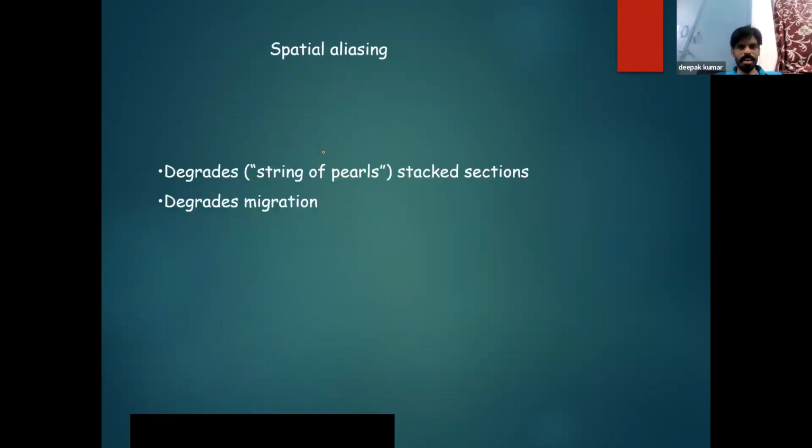Sorry, my energy is getting low, but we are nearing the end of this session. So why is spatial aliasing important? Suppose the data gap or the interval between the two geophones is huge. It will degrade the stacked sections, and the resolution of that particular area will decrease because the data is sampled at a very large spacing. If the spacing between two geophones is close enough, we'll have a higher resolution. So taking care of spatial aliasing is very important, as it will help us in getting good resolution seismic data.